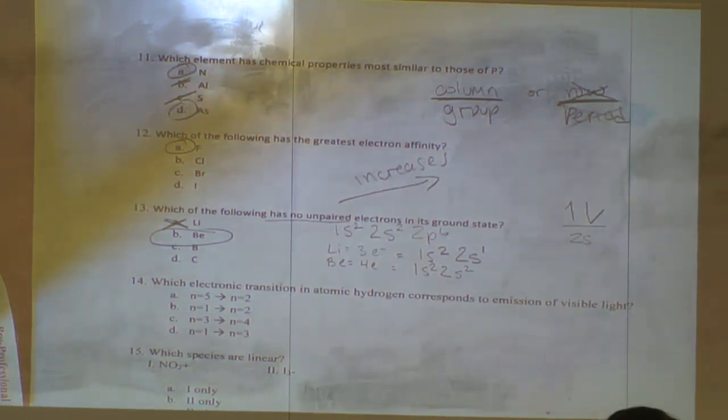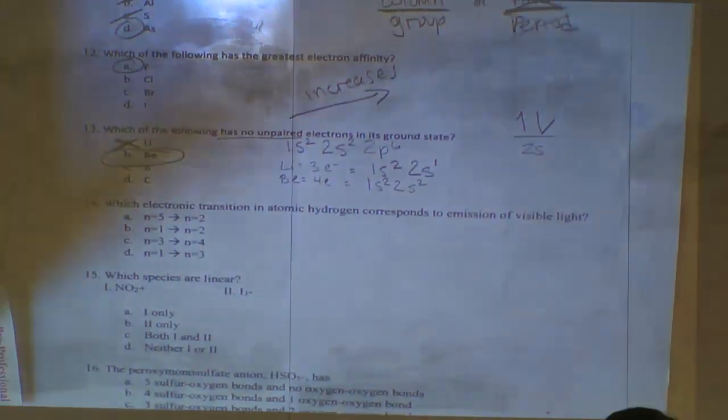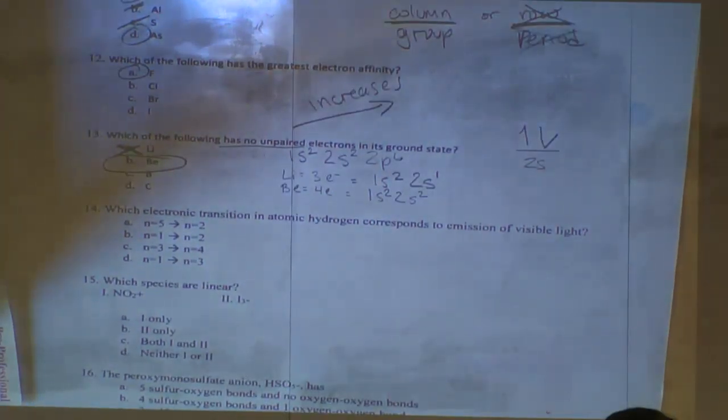So, which electronic transition in atomic hydrogen corresponds to emission of visible light? All right, so super technical question here. Luckily, I'll give you guys a hint. It's got like a pretty easy answer here.